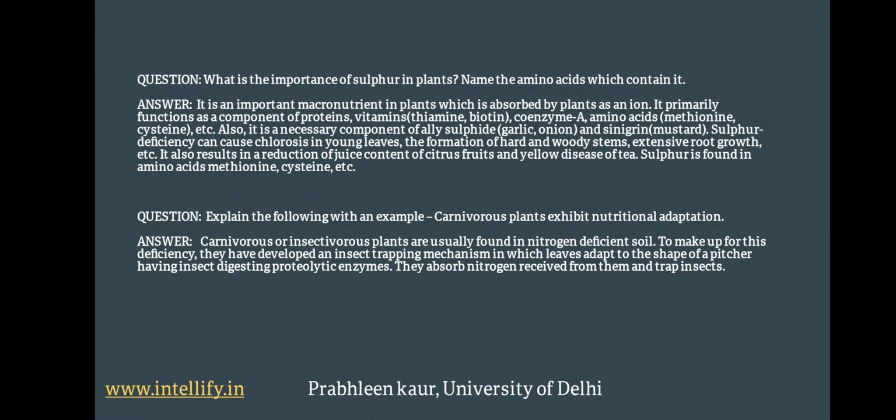Explain the following with example. Carnivorous plants exhibit nutritional adaptation. Carnivorous or insectivorous plants are usually found in nitrogen-deficient soil. To make up for this deficiency, they have developed an insect-trapping mechanism in which leaves adapt to the shape of a pitcher having insect-digesting proteolytic enzymes. They trap insects and absorb nitrogen from them.